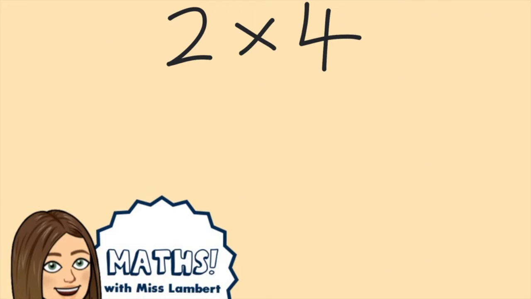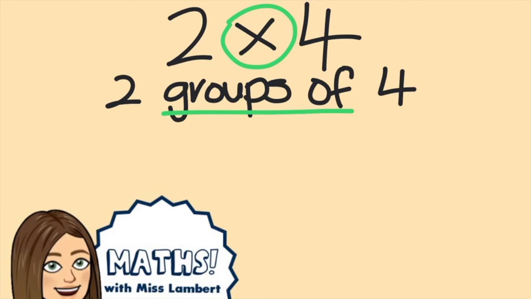Here's another question, but this time it's not words in the problem, it's just numbers. I've got the problem 2 times 4. Now every time we look at times, I want us to imagine that it says groups of instead. 2 groups of 4. Like this. That makes it really easy for me to figure out how I can show groups.